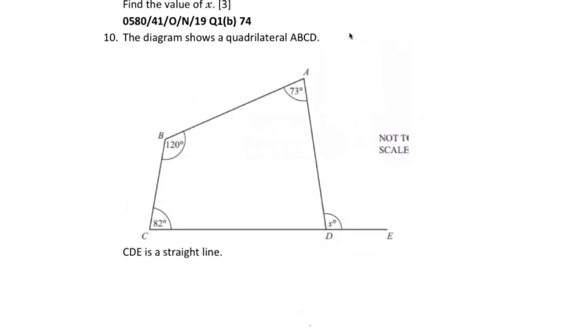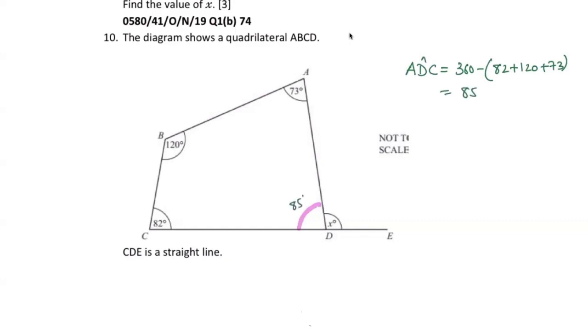We have been given a quadrilateral ABCD, and the line CD is extended to point E. Since it's a quadrilateral, does everyone agree that this angle can be found by adding all the three angles and subtracting from 360? So angle ADC is going to be equal to 360 minus the sum of the three angles 82, 120, and 73. So that's going to be 85.